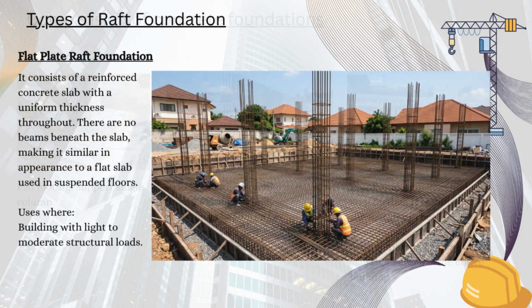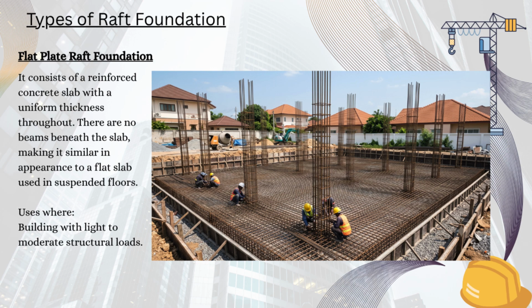There are four main types of raft foundations. The first type is the flat plate raft foundation. This is the simplest form of raft foundation. It consists of a reinforced concrete slab with a uniform thickness throughout. There are no beams beneath the slab, making it similar in appearance to a flat slab used in suspended floors. This type is suitable for light to moderate structural loads, where the soil has reasonable bearing capacity and the column spacing is relatively small. Because of its simple reinforcement arrangement and formwork, it is the easiest and quickest raft foundation to construct.